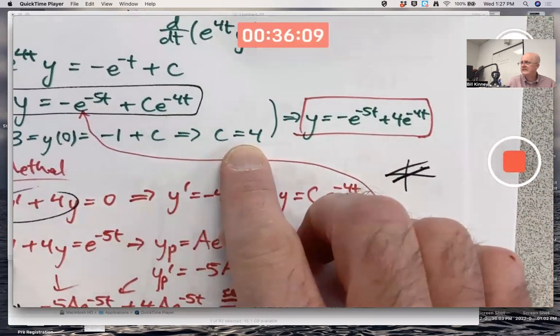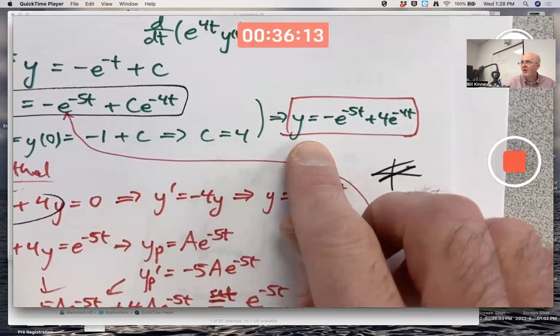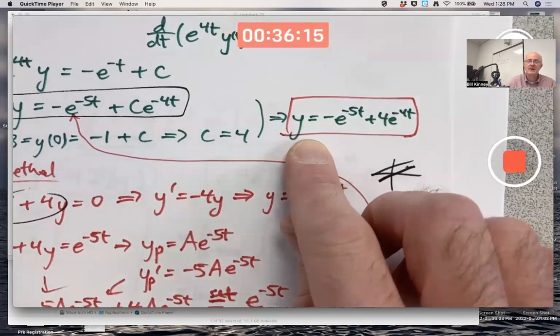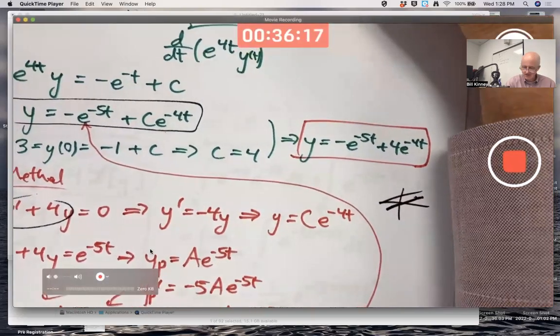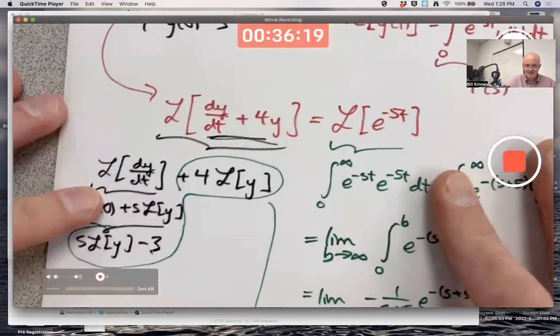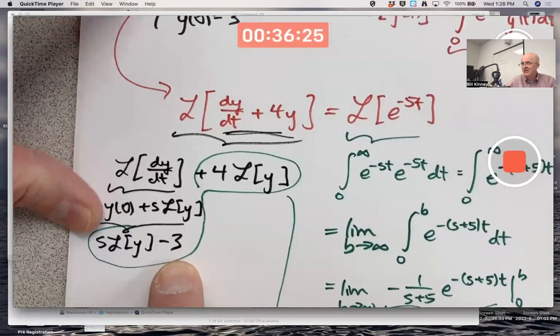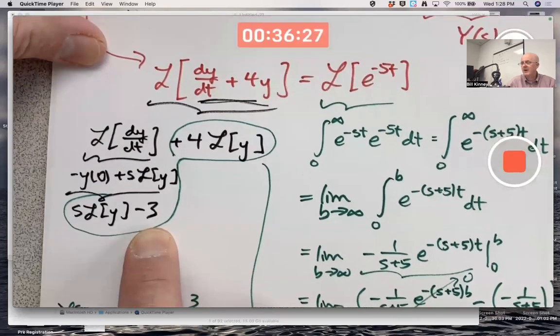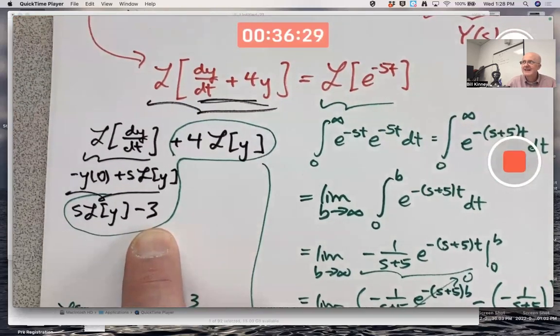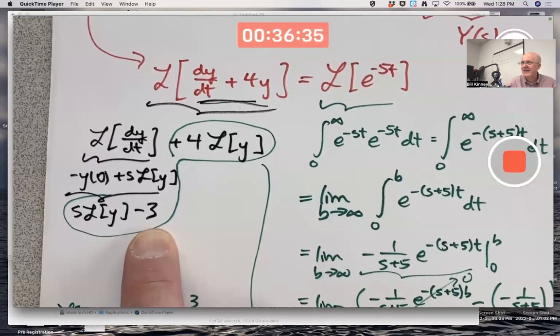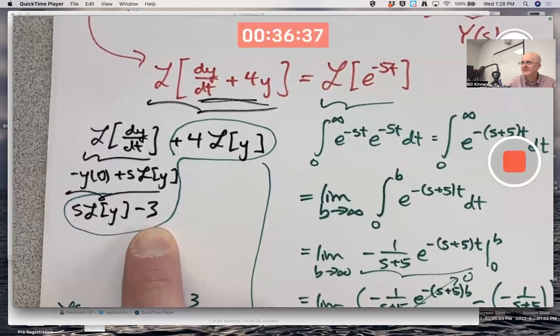Didn't we have to solve for C? The C is already solved for. Saves you a tiny bit of work. How is the C solved for? Because of the 3 there, y of 0, going into this. We use the initial condition when solving for the Laplace transform. And so we don't need to solve for C in the end. It gives us the unique solution at the very end without bothering to solve for C.